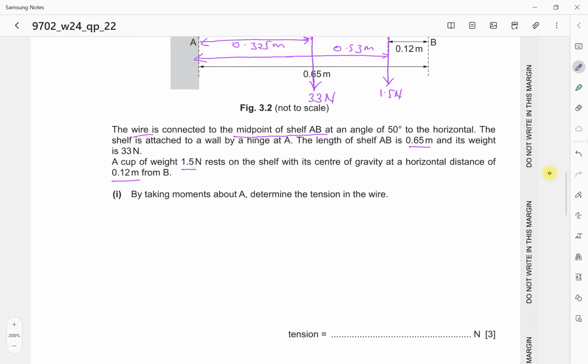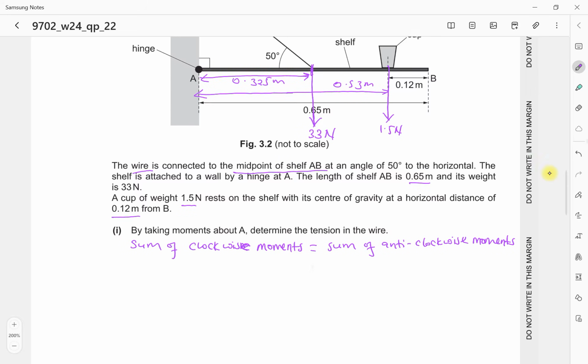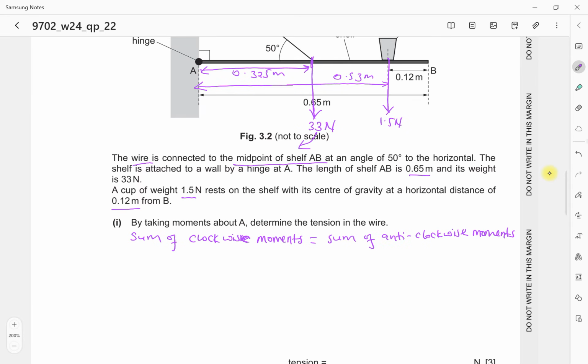So I will just simply say the sum of clockwise moments should be equal to the sum of anti-clockwise moments. The sum of clockwise moments equals the sum of anti-clockwise moments. For clockwise moments, we have 33 newtons, 1.5.